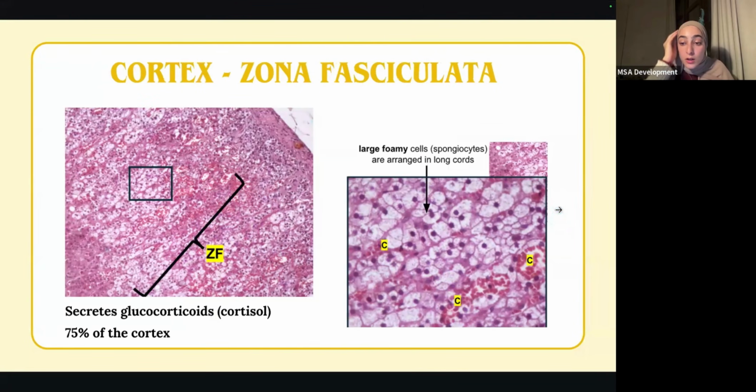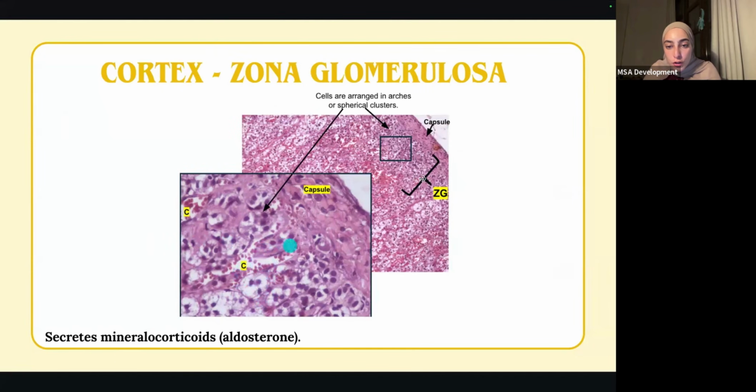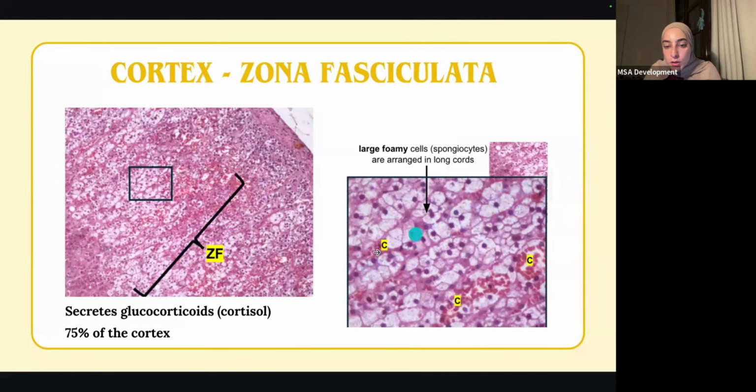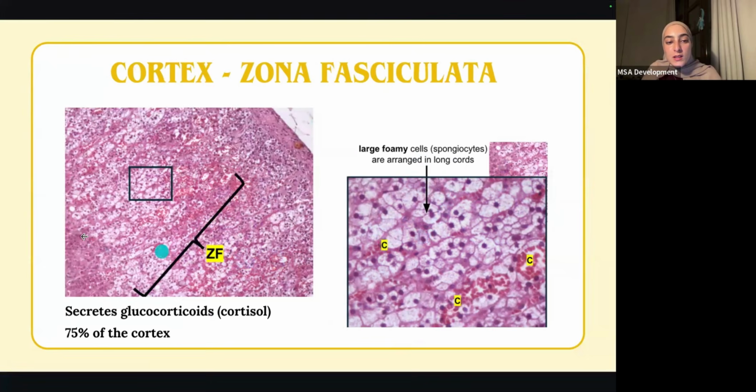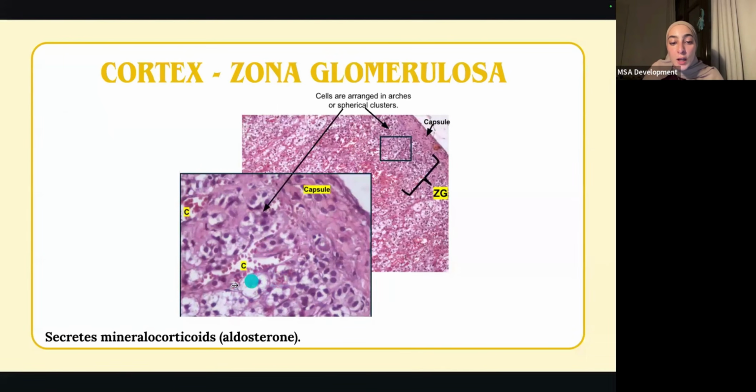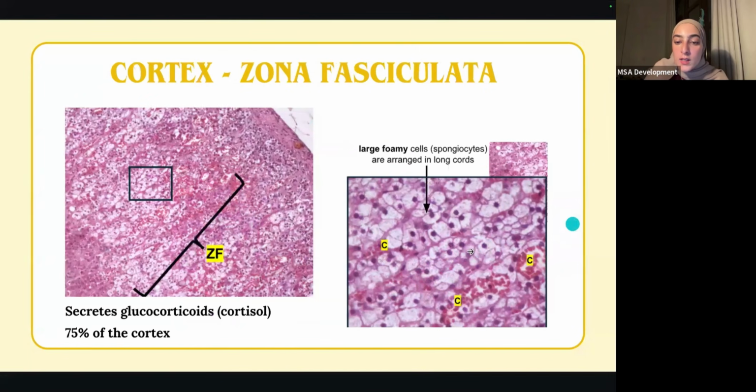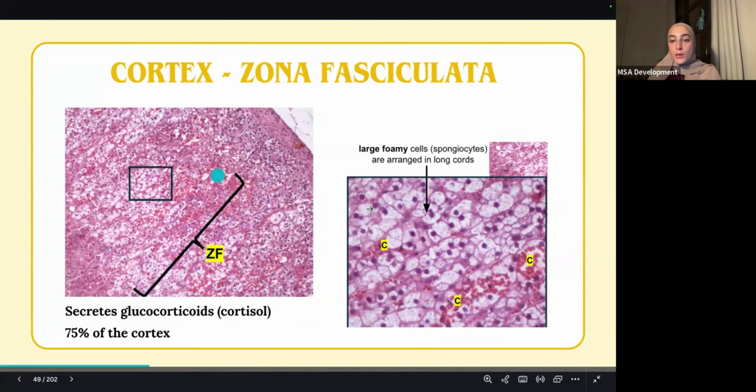The fasciculata is the longest, the tallest layer, all of this. And how would you know? You have foamy cells. You saw here that there's white, but they're more circular. They're arranged in long cords, more like layers, distinct layers, and they have large foamy cells. Here each cell is on its own, and they're arranged in cords. They secrete cortisol, and this is the most abundant part of the cortex, 75% of the cortex.